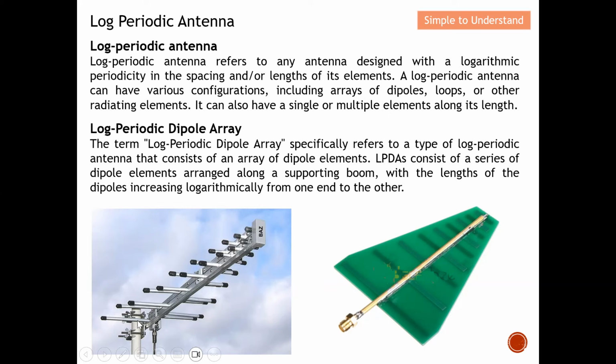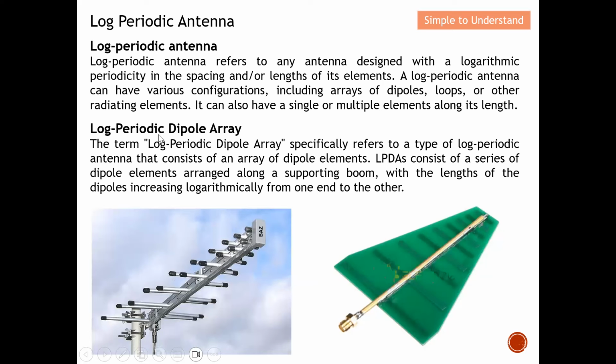Basically, you can see that this is called a log periodic antenna. You can see that it has one boom and two booms, and it actually has an array of elements mounted along its length, as illustrated over here. So therefore, this form here is called a log periodic antenna.